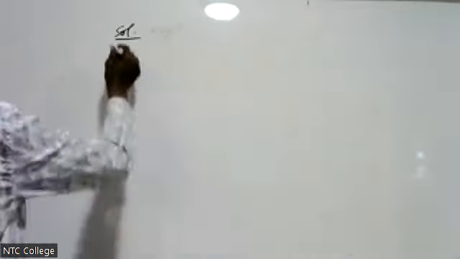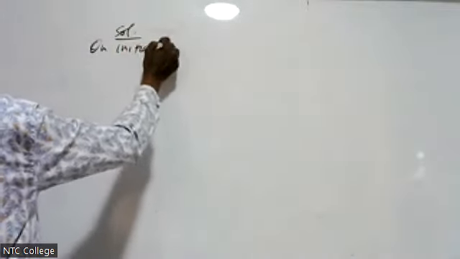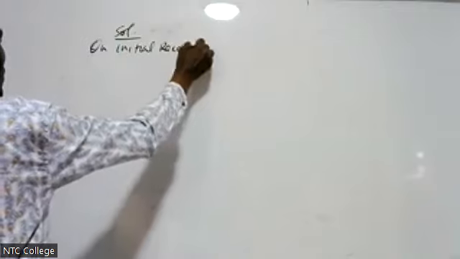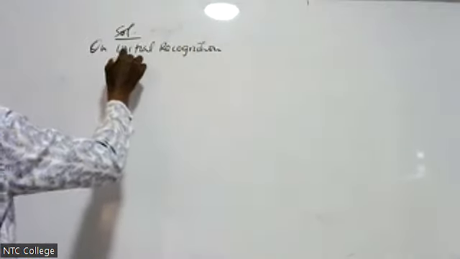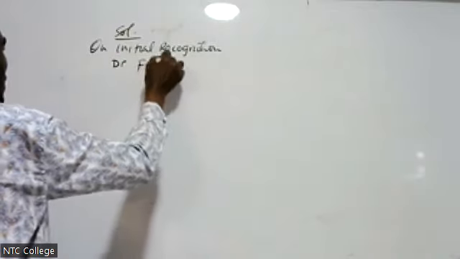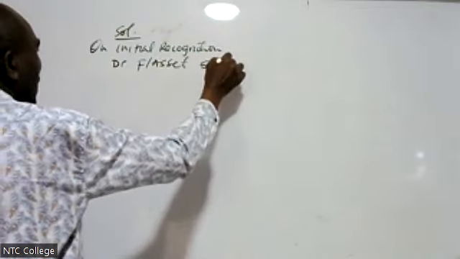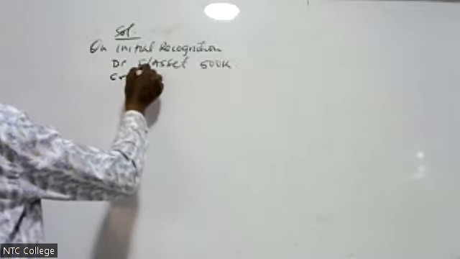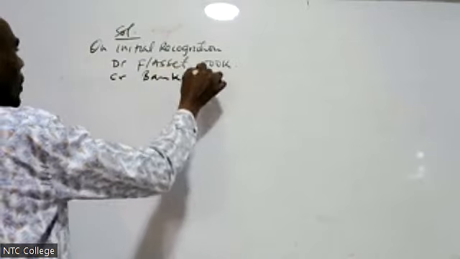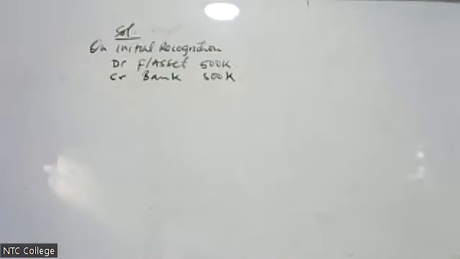Solution. Initial recognition: I'm going to debit financial asset with 500K. That was my initial investment, 500K. I credit bank with 500K. That is on the initial recognition.